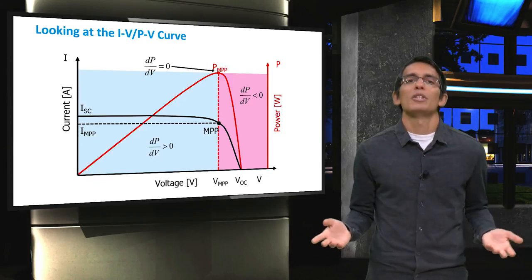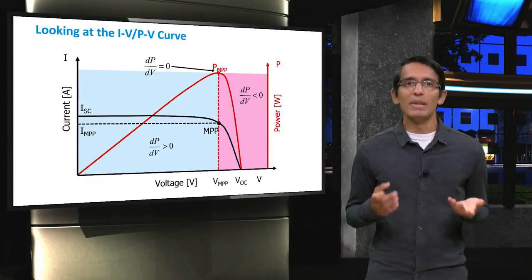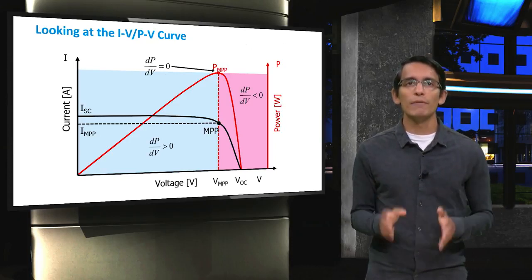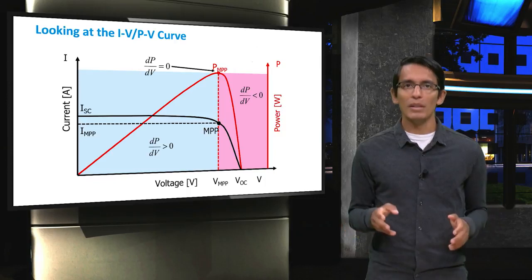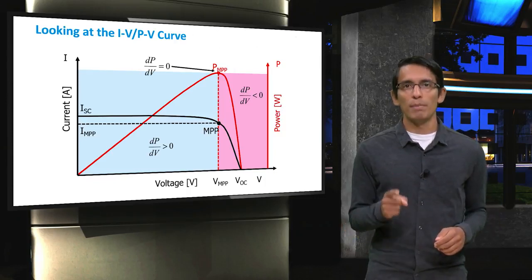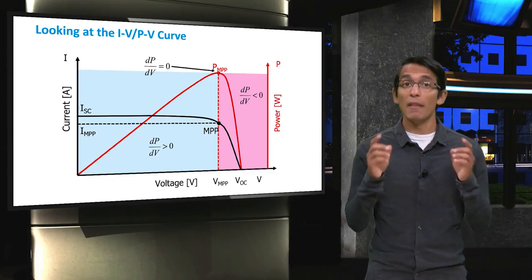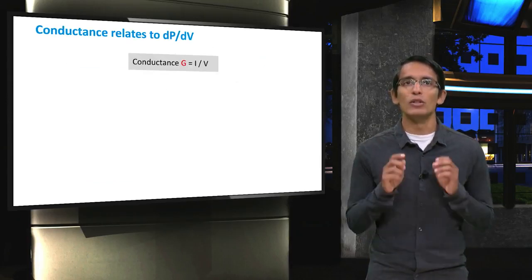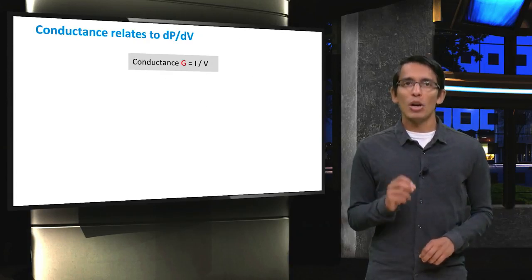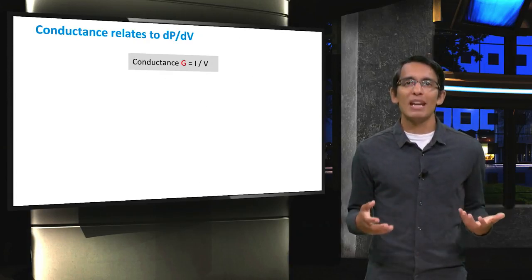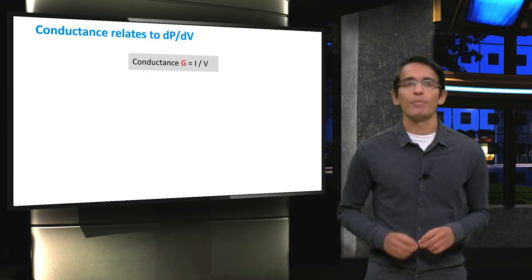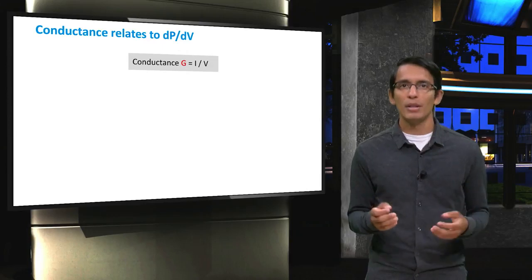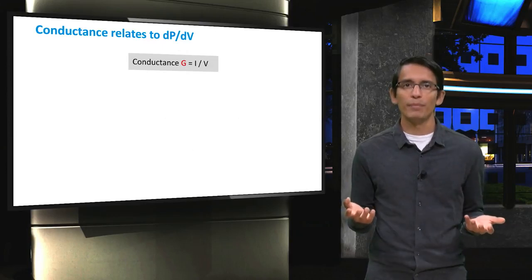The next logical question to ask is, how do we get dP/dV from simple measurements? Is there a way to do this simply by looking at the voltage and the current output? Well, to answer this, we will look at the relationship between dP/dV and the conductance. Conductance, which is designated by the letter G, is the ratio between current and voltage. It is the mathematical inverse of the resistance. Conductance can easily be determined by a simple current and voltage measurement. So how does this relate to dP/dV?